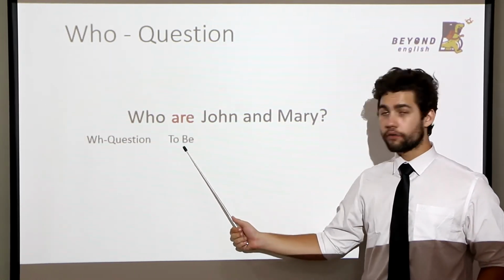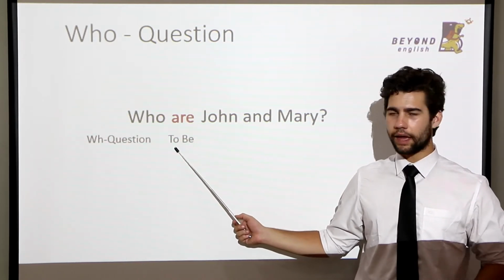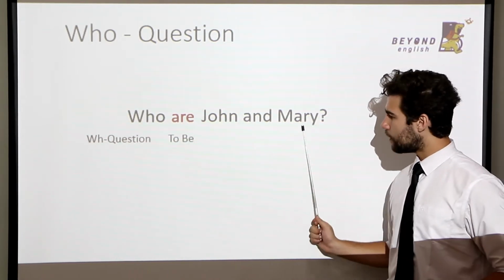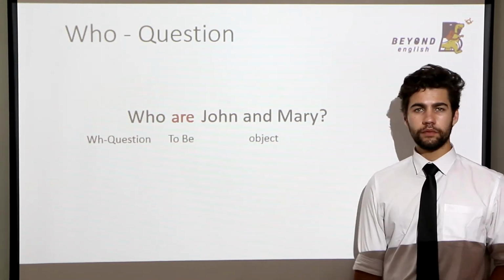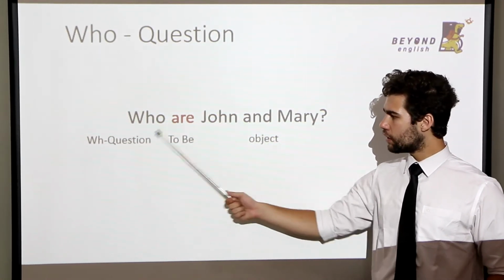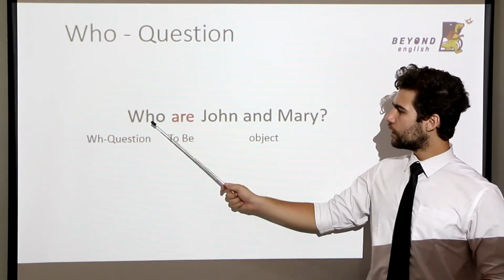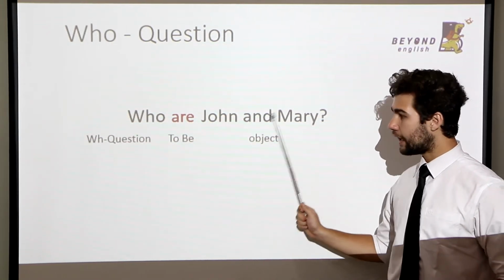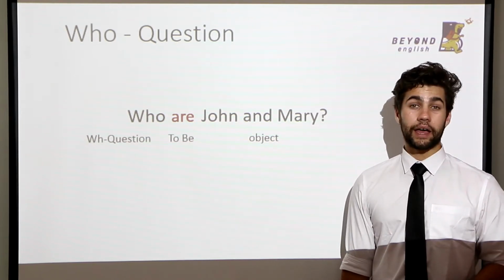So, in this sentence, who is our WH question. Are is our verb to be. And John and Mary are the object. So that is our question. WH question, to be plus an object. Who are John and Mary?